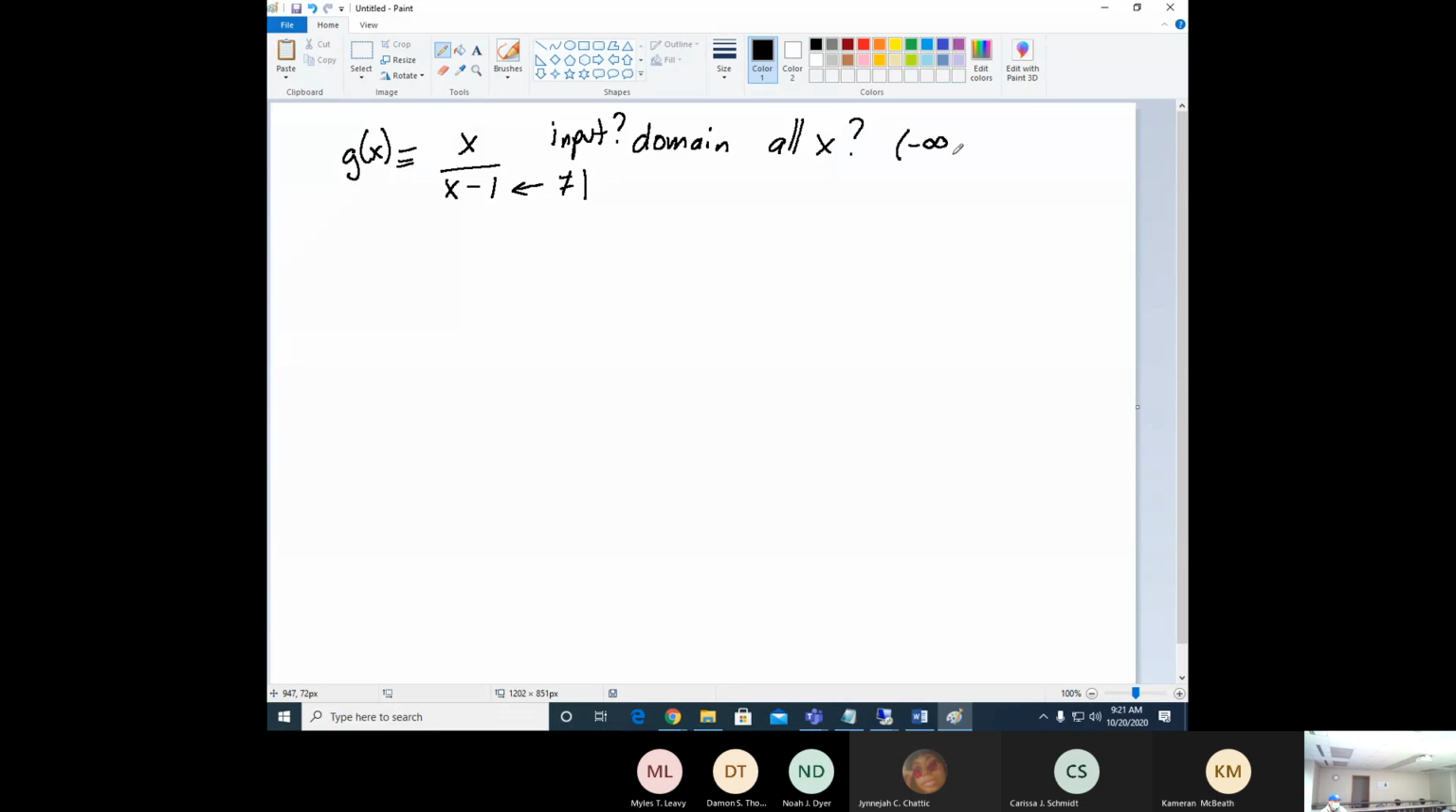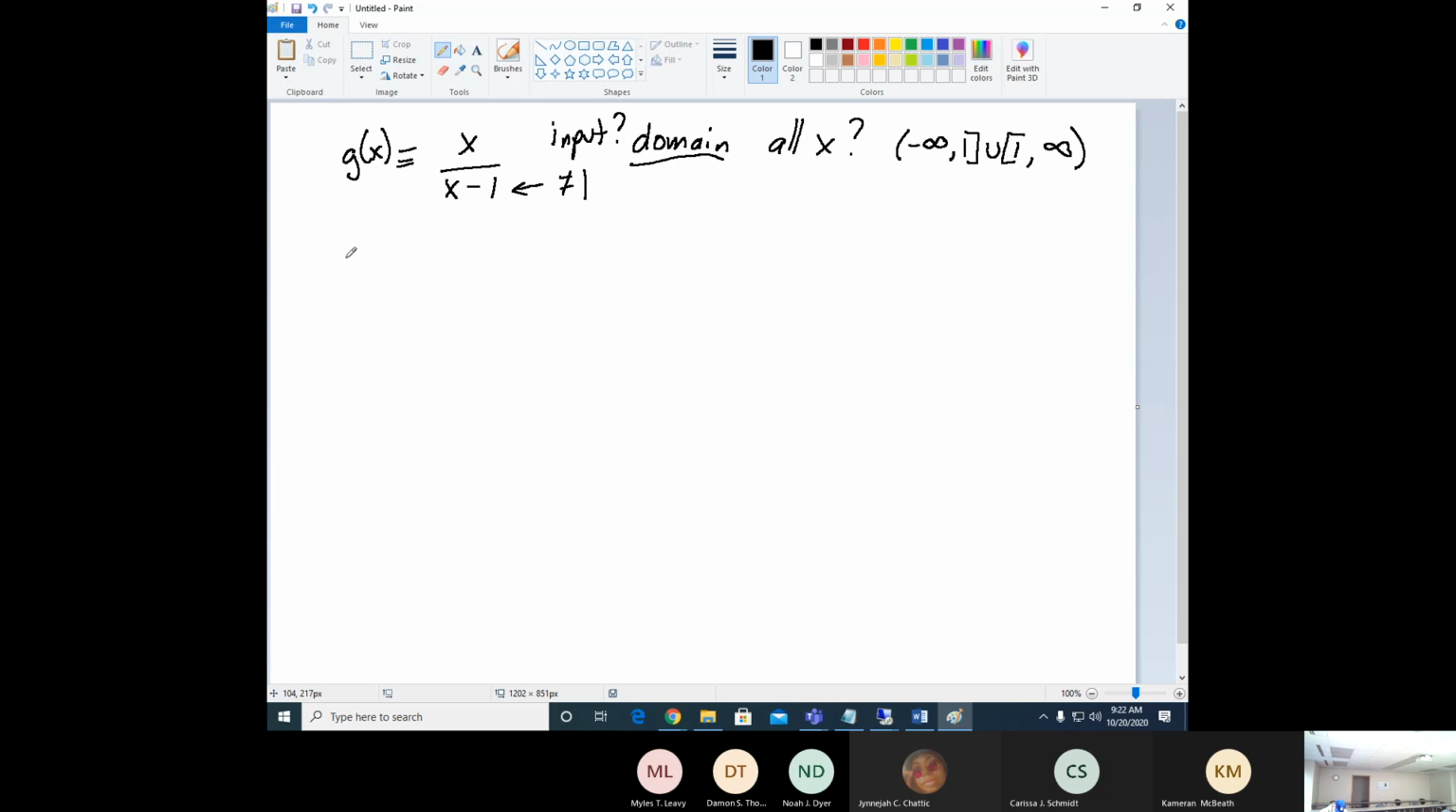So the domain is something like this: negative infinity up to, but not including 1, in union with anything greater than 1, all the way up to positive infinity. That would be my domain of the function g of x. Domain is the input into that function g of x. So always check the denominator when you're given a function. We know that we can never divide by 0. So here's the proper domain for the function g of x.